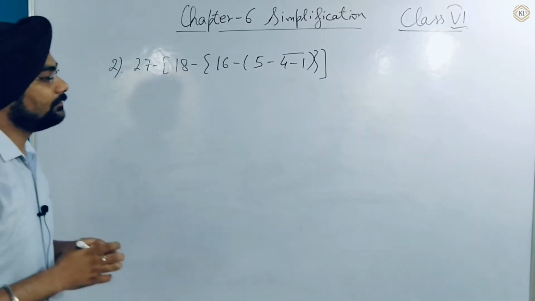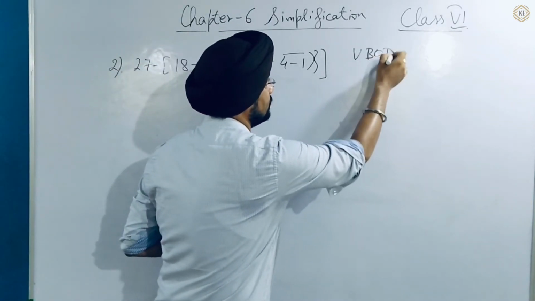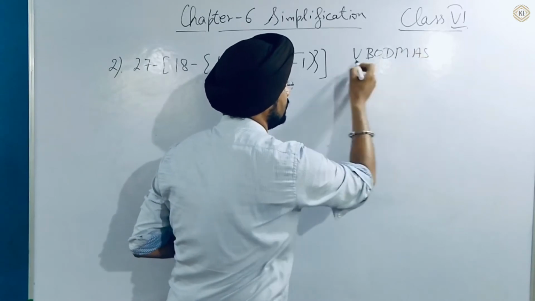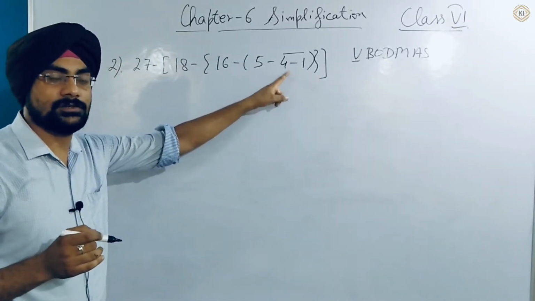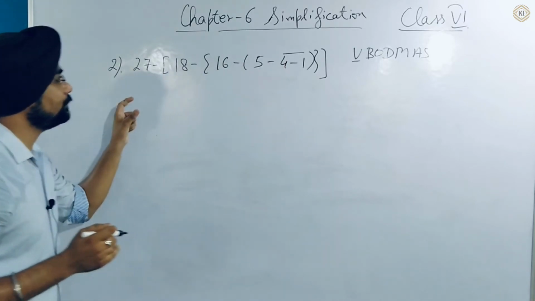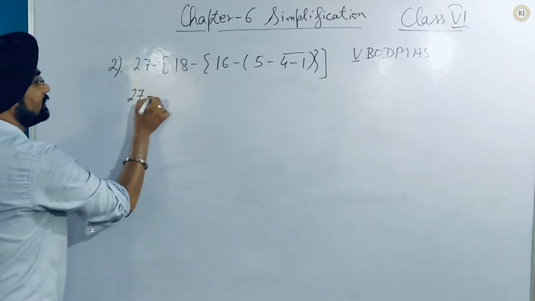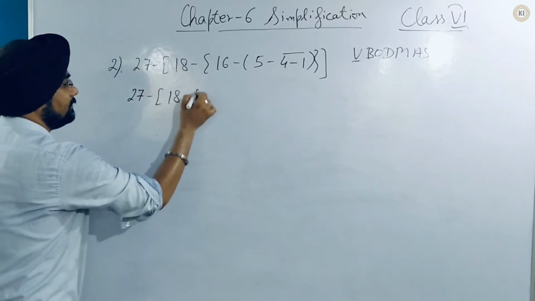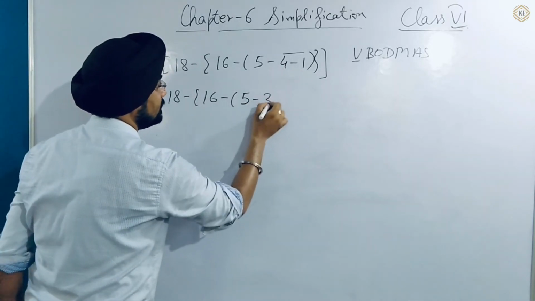Now first of all, according to the VBODMAS rule, first is Vinculum. You will find there is a Vinculum, so first of all we will solve this. The rest of the values we will not disturb; we will simply copy them down as they are. 27 minus 18 minus 16 minus 5, and 4 minus 1 will be 3.